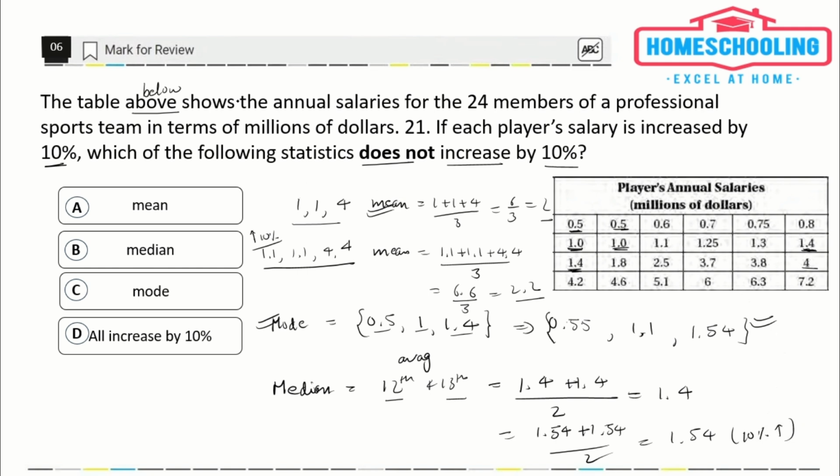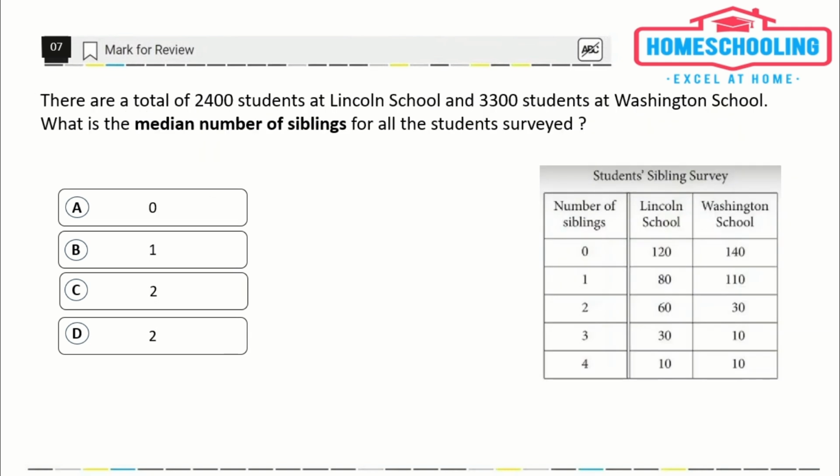So as you can see, if the salary is increased, then mean, median, mode, all three of them will increase by 10%. So option D is your correct answer. You can also remember this as the property of mean, median, mode. If the values of a data set are increased by a particular percent, let's say 5%, 10%, 15%, then their mean, median, mode would also be increased by the same 5, 10, or 15% respectively. Now let's move on to the next question.